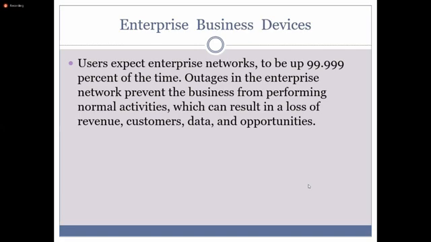Users expect enterprise networks to be up 99% of the time, which is around 100% of the time. Outages in the enterprise network prevent the business from performing normal activities, which can result in a loss of revenue, customers, data, and opportunities. That means a single point of failure in the network results in loss of revenue, loss of customers, loss of data, and loss of opportunities.